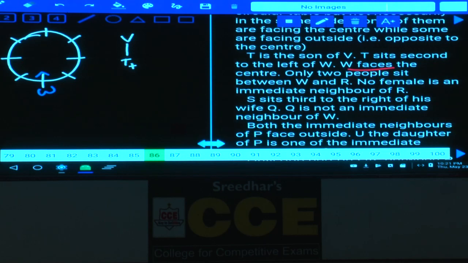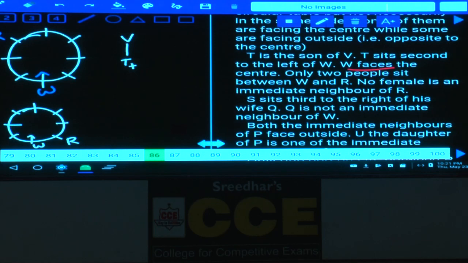And next one, only 2 people between W and R. How many people are there in between W and R? There are exactly 2 people. As there are 2 people between W and R, R can be here. Or what is the second possibility? We have another possibility in this one. Now 8 persons, 1, 2, 3, 4, 5, 6, 7, 8. Now this W is facing towards the center and T sits second to the left of W, and 2 persons between W and R can be here. Are you following this one or not?